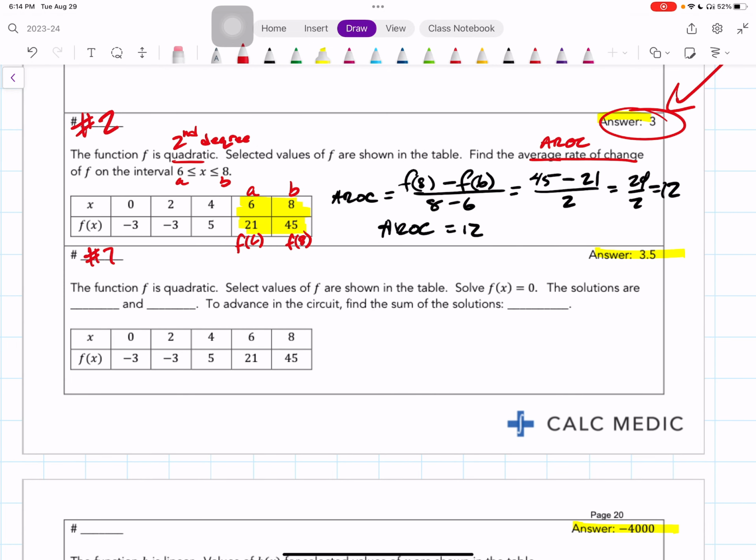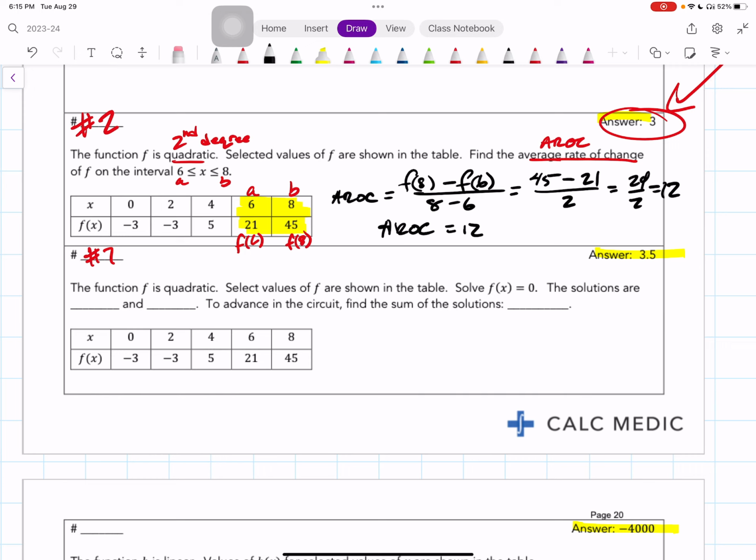Okay, let's try this one. So here we go. The function is quadratic here. Hopefully I'm doing this right. Always running a video, man. You're thinking about the math, you're thinking about doing it right, and hopefully I'll double check my work after this.